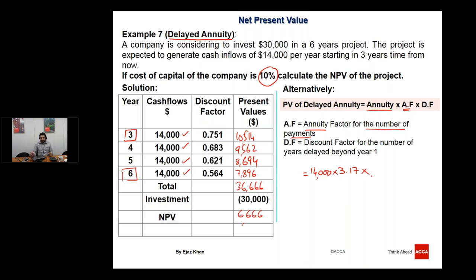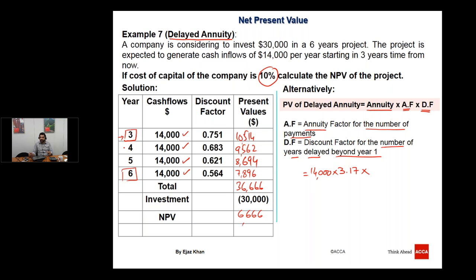And then we will multiply it with the discount factor. This time it's discount factor, not the annuity factor. And discount factor should be used for the number of years delayed beyond year 1. Normally the annuity is supposed to be received at the end of year 1, but in this case it is going to be received at the end of year 3. So how much delay is there in years? May I know the delay in years?